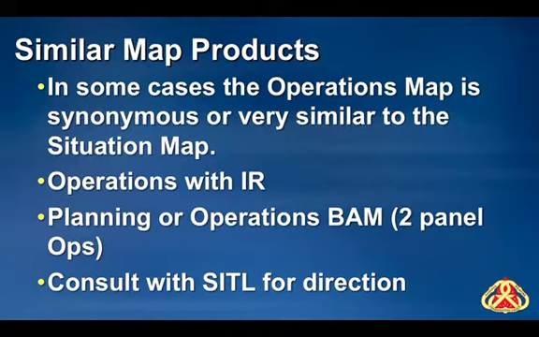Also, we're starting to see some other maps that are called the planning map or the operations BAM, also known as a 2-panel ops. These maps are used in operational pre-briefings in the morning, where they want to see a 2-panel operations map kind of zoomed in with all the features that you would see on the E-size map, but it's just easier to brief from in a meeting. Definitely always consult with your situation unit leader for direction on any of these map products.